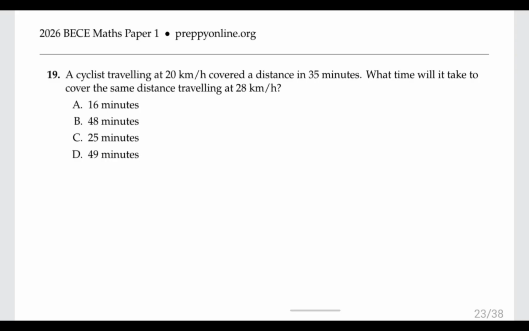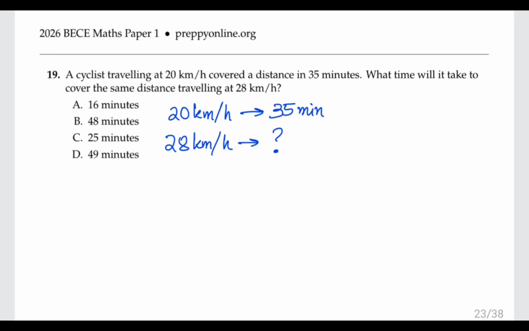The next question is question 19. A cyclist traveling at 20 kilometers per hour covered a distance in 35 minutes. So 20 km per hour took 35 minutes. What time will it take to cover the same distance traveling at 28 kilometers per hour? We need to find the time that it will take.